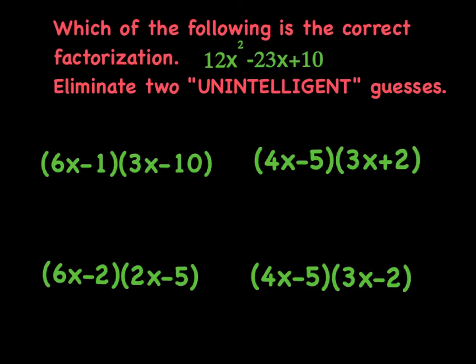All right, our last question says, which of the following is the correct factorization for 12x squared minus 23x plus 10? Eliminate the two unintelligent guesses. So this would be for a multiple choice. What are some things we're looking for? Well, first of all, I'm going to start with my MAM. Multiply, add, and multiply, and see what would be intelligent or unintelligent.